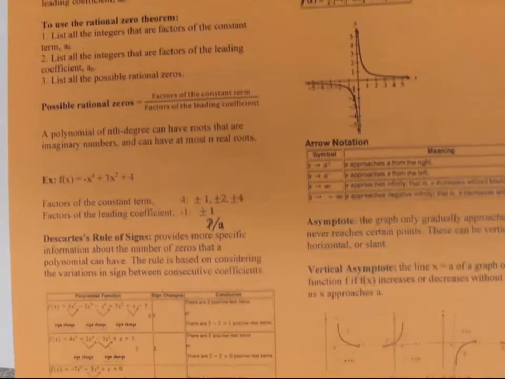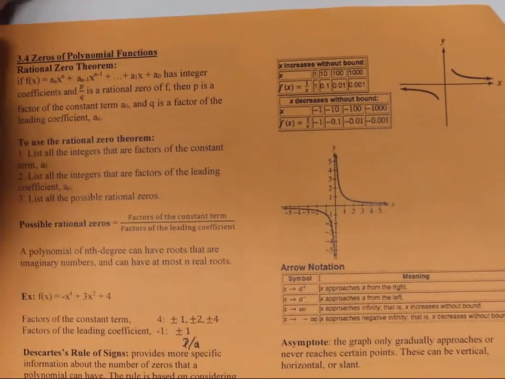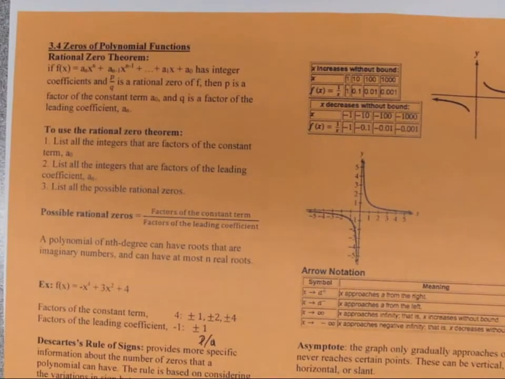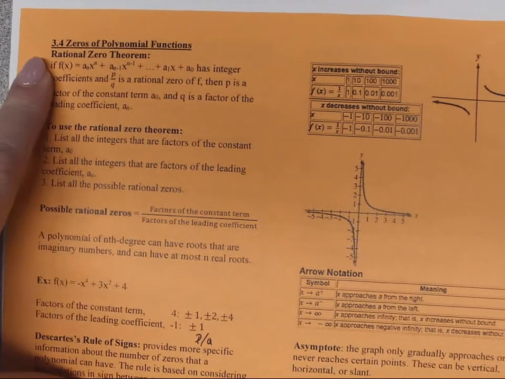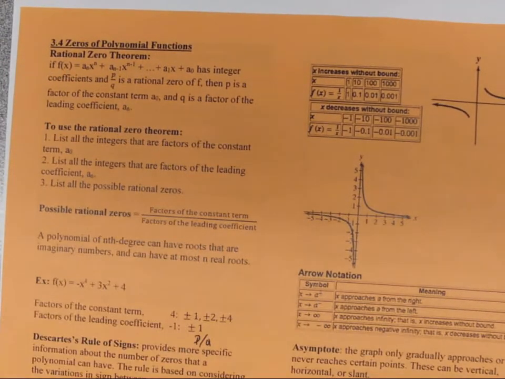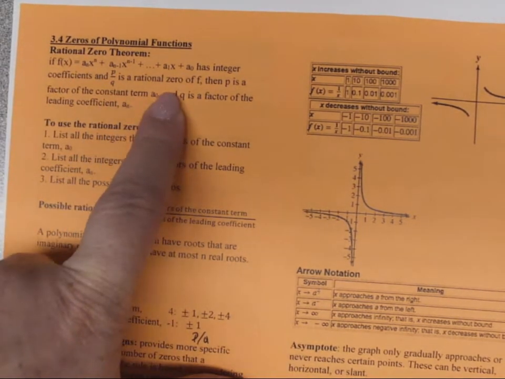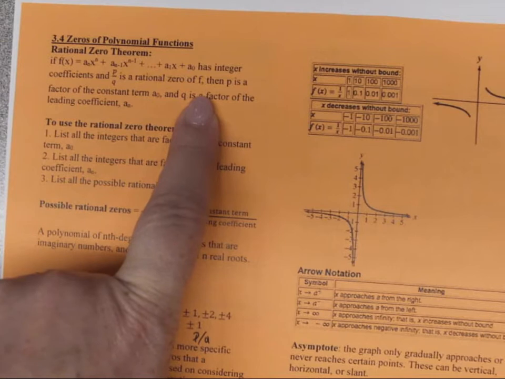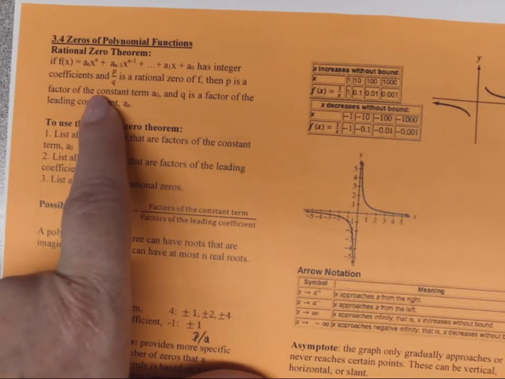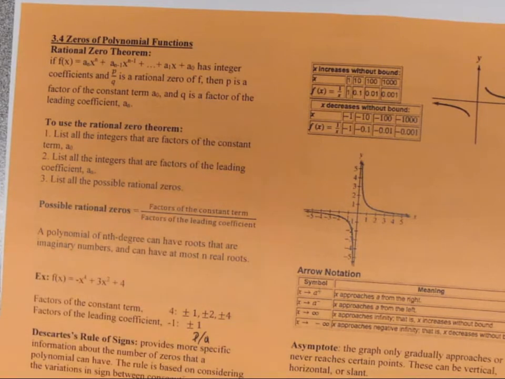Okay, so we are now talking about the zeros of polynomial functions. What we're looking at is the rational zero theorem, where if there is a function that has integer coefficients and p over q is a rational zero of the function, then p is a factor of the constant term and q is a factor of the leading coefficient.